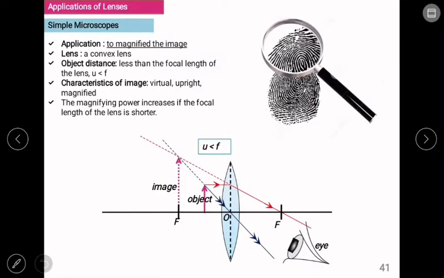Going to continue with optical instruments, and we're going to look at applications of lenses in our daily life. The first optical instrument that we are going to look at is a simple microscope. A simple microscope is used to magnify an image. The type of lens that we're going to use for a microscope is a convex lens.